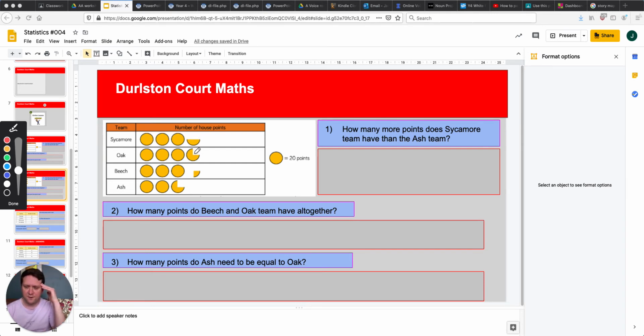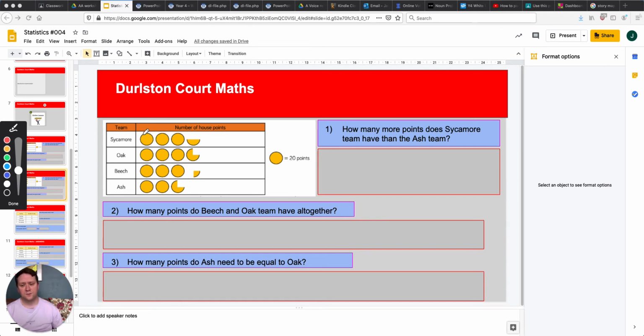We need to keep that information here now. Now we need to find out how many house points Ash has got, which has got 3/4 of a circle in here. So 20, 40. Now we know half is 10, and we know a whole one is 20, so 3/4 must equal 15. So we've got 20, 40, 40 plus 15, 40 plus 10 is 50, add 5 is 55.